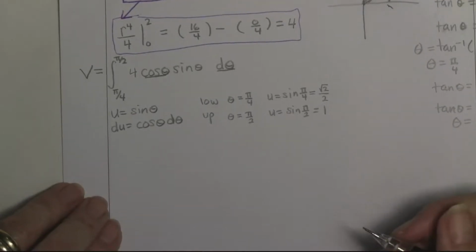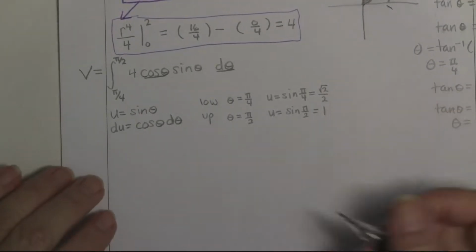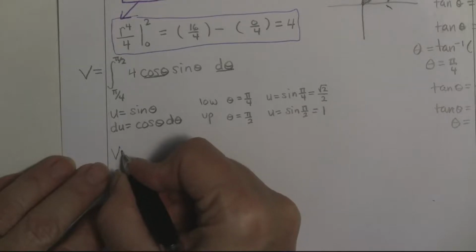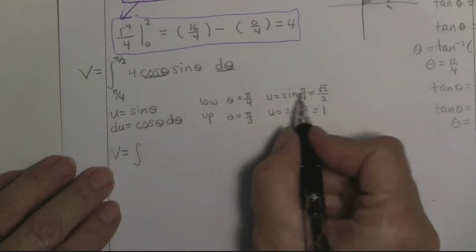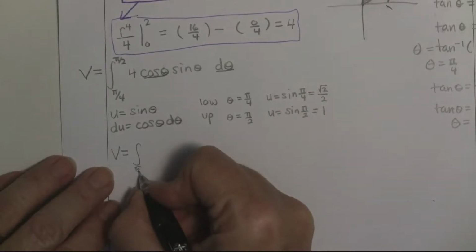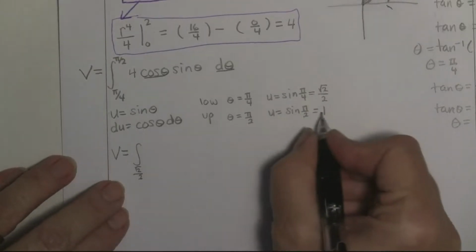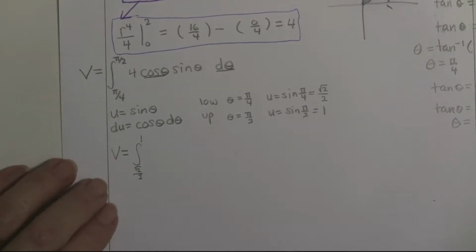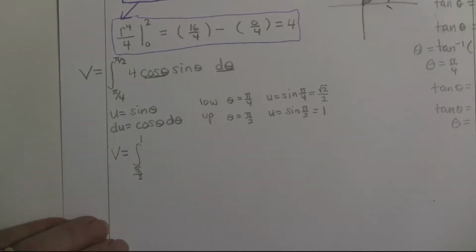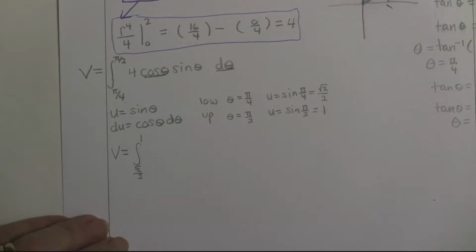And so when we put this all together, we're going to get our volume equals, now our bounds, our lower bound was square root of 2 over 2. Our upper bound was 1. You can't put them in numerical order because it might not be in order. You have to put them in what they were, upper bound and lower bound. And then you don't need to worry about it. Fundamental theorem of calculus will take care of it.